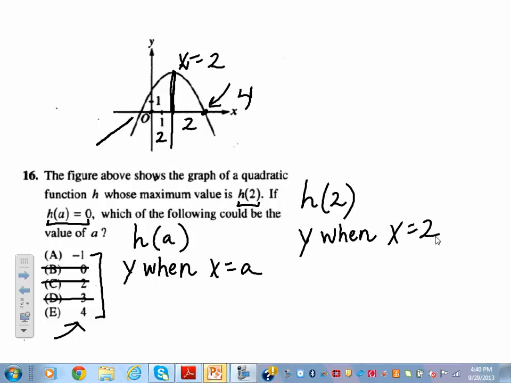So therefore we can trust our perception and say that x is -1 when y is 0. Because we know x cannot be 4 when y is 0.